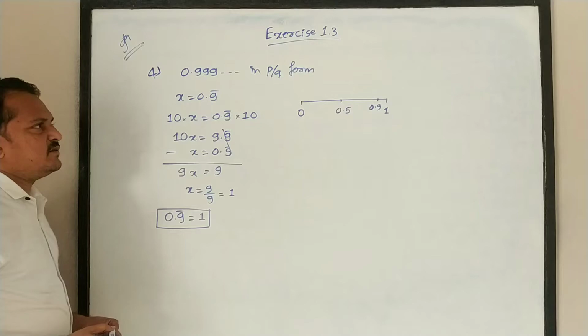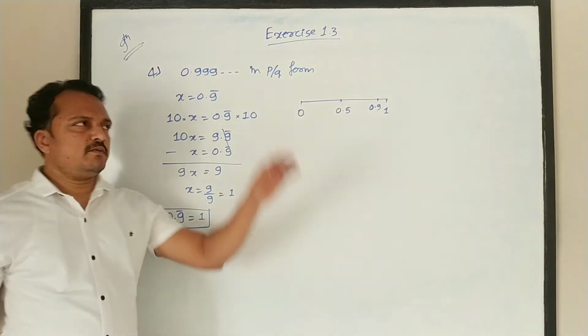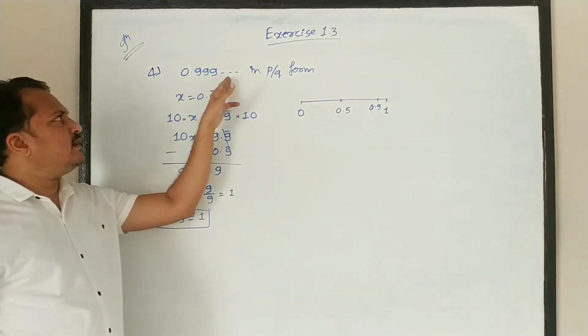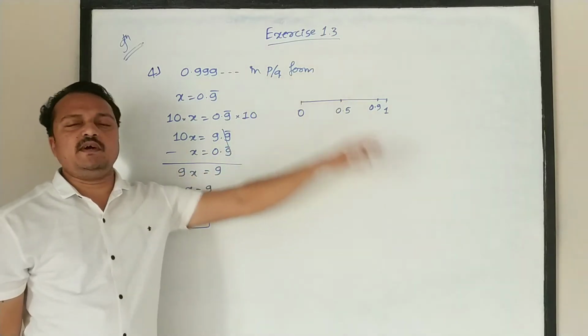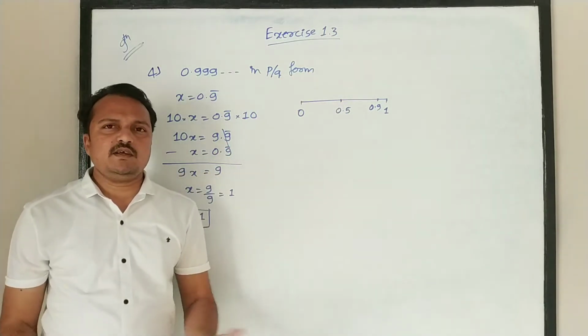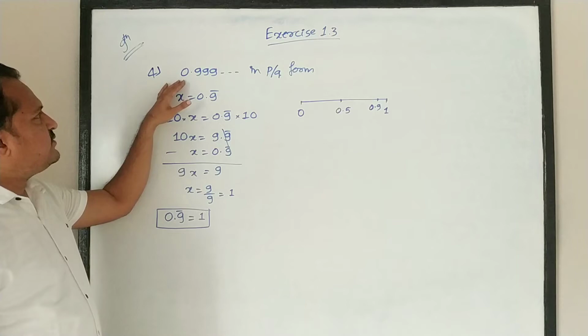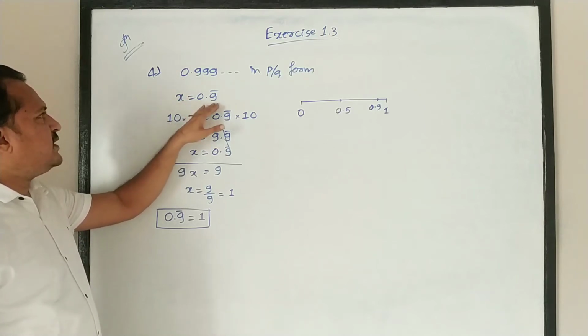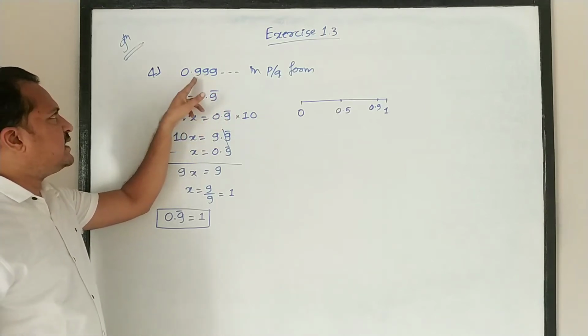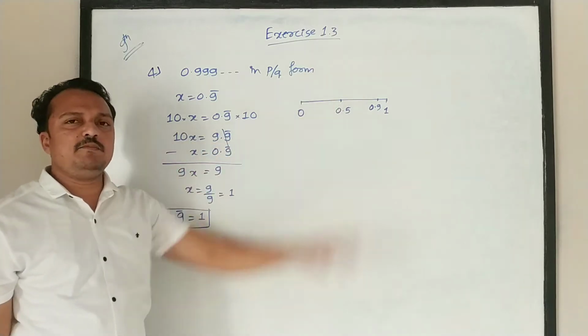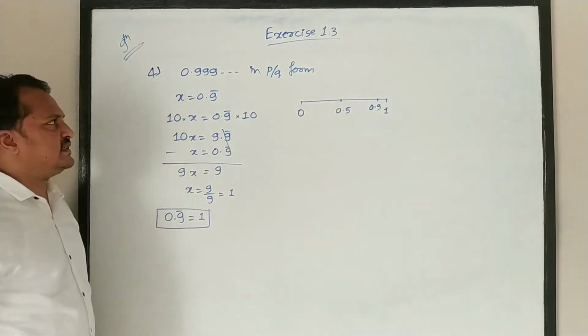Okay, let's come to the fourth problem here. The fourth problem is to convert 0.9999 in the p by q form and see what the answer is. It's a very simple one. First I will write x is equal to 0.9 bar, 9 bar because 9 is continuous. These are repeating continuously. Recurring decimal expansion.